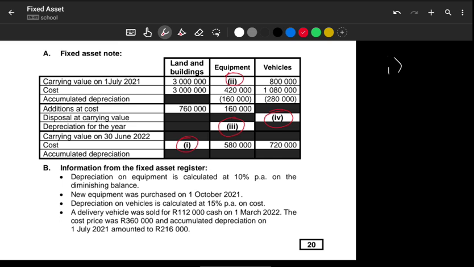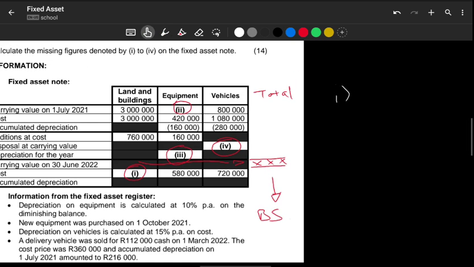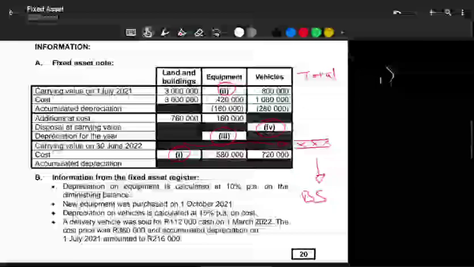Remember that what you're looking for is this balance here, the total, which is all the carrying values added together to give you that total. That is what you want. That is the amount that is going to go to your balance sheet, right? But in this question, it's more simple. They're not asking you to do that. They just say calculate those individual amounts.